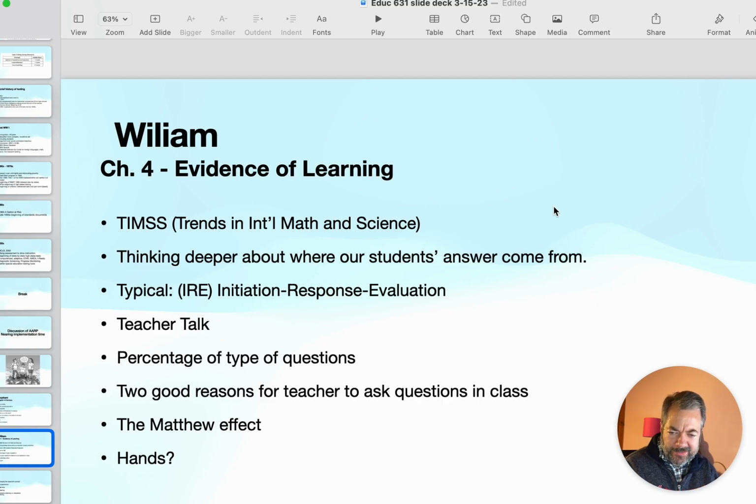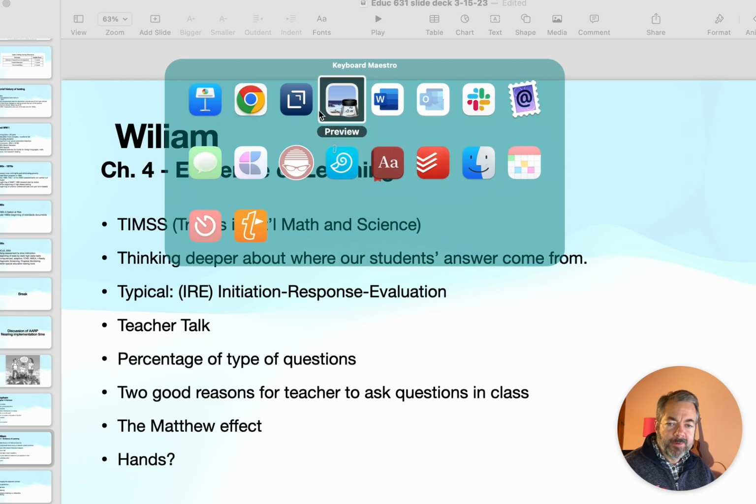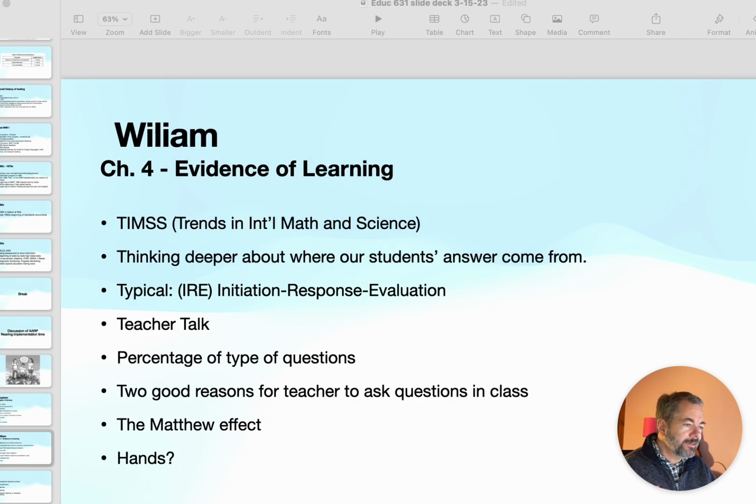I'll fly through this a little bit here. IRE: initiation, response, evaluation. That's kind of how we do things in classrooms, right? So we initiate, we ask for a response, and we evaluate the kid's answer. A lot of teacher talk. You probably saw the statistics, even higher in some of the Asian countries, on teacher talk versus student talk. And then the percentage of type of questions. I think I wrote that down somewhere in a document. Let's see here.